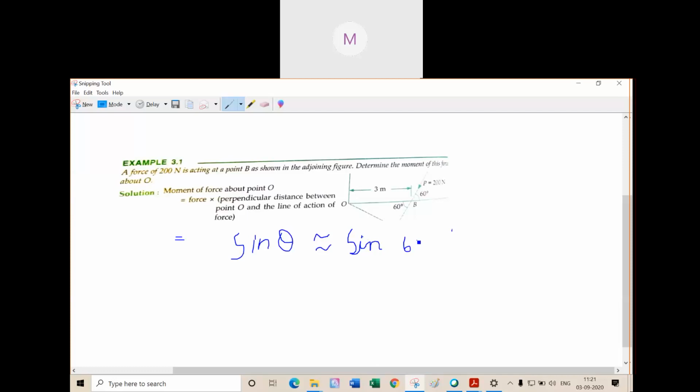Okay, is it clear? In the answer it was written mistakenly by them as cos, but this is the one that we have to follow. Okay, is it okay, students? Got it, sir.